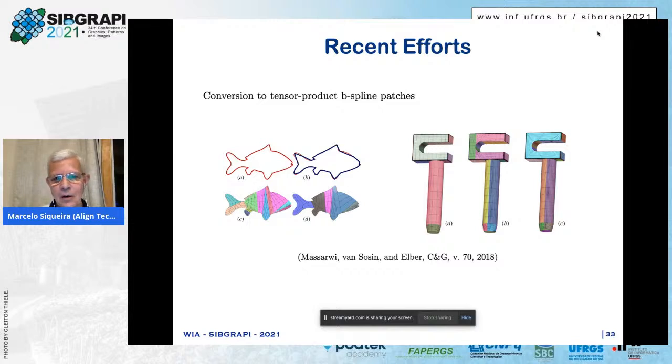What you see on the left is an attempt to merge some of those quad patches that were identified initially. When you look at the right, picture B and picture C are exactly the same model, while picture A is the original trimmed model. The idea is that they can reduce the number of patches a little bit compared to the initial number. It's already an attempt to reduce this number of patches compared to the previous paper that we saw.